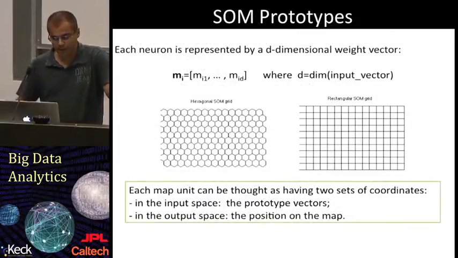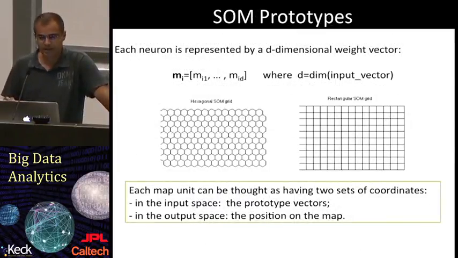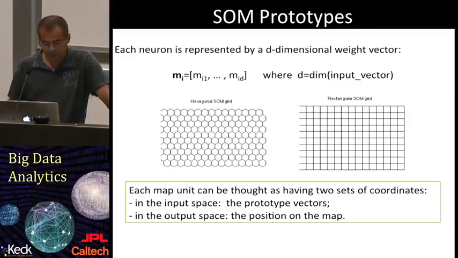Now, let's see the prototypes, because each cell is represented by a prototype that is also called a weight vector, and it is d-dimensional, where d is the dimension of the input space. So basically, each map unit can be thought of as having 2 sets of coordinates. In the input space, the prototype vectors. In the output space, the position on the map.